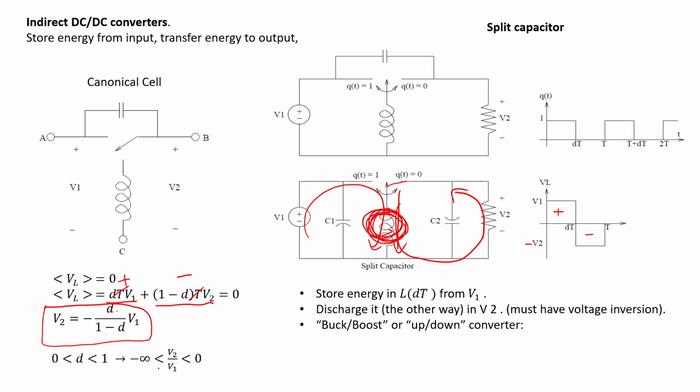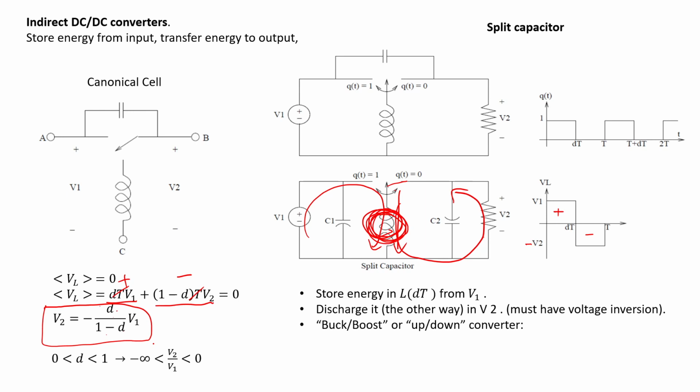Alright. It seems this indirect converter is very simple and easy to analyze, and the conversion ratio can be taken in a very wide range, right? From minus infinity to 0. So you can pick like 0.5, minus 0.5. Now let's ignore the sign inversion, just say on the positive side.